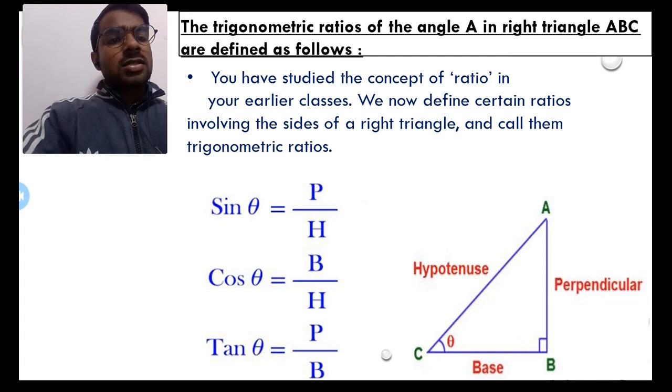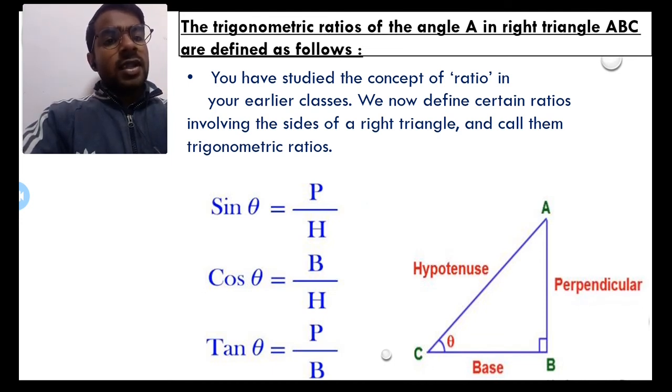Sin theta is P upon H, where P is perpendicular and H is hypotenuse. Sin theta is perpendicular upon hypotenuse. Next is cos theta. Cos theta is B upon H, where B is base and H is hypotenuse. So sin theta is P upon H, and cos theta is B upon H.